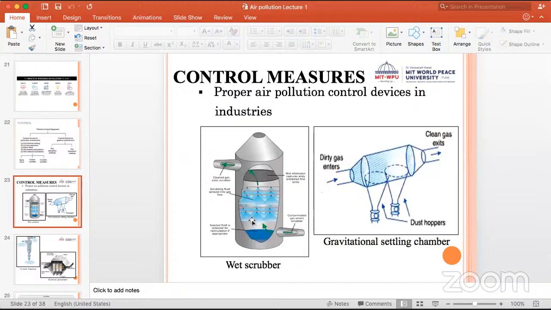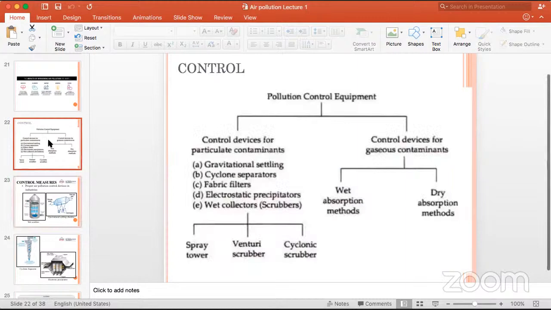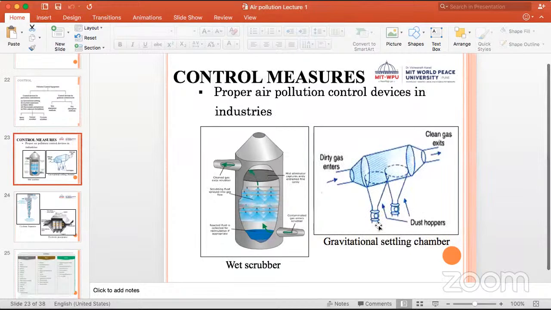The same is the case with a wet scrubber. Only thing here is that a fluid is added into the gas flow in this chamber that helps in settling of the pollutants. So the compounds react with the fluid and it gets collected at the bottom. Okay, so the contaminated fluid exits and this causes cleaning of the gas. So either companies can use wet scrubbers or they can use dry methods, which means they can put up gravitational settling chambers.